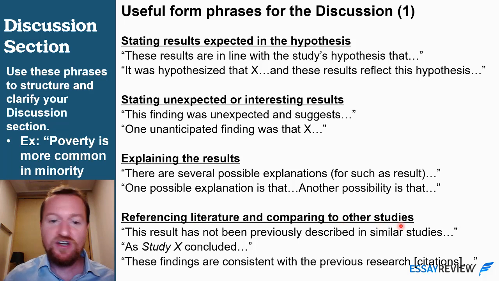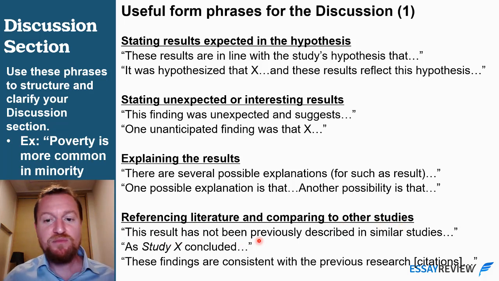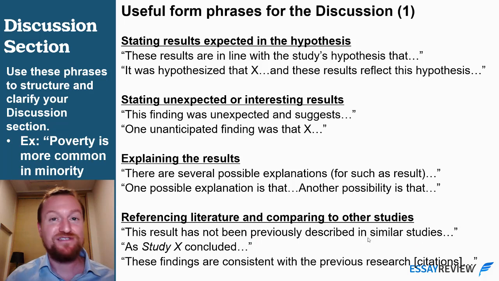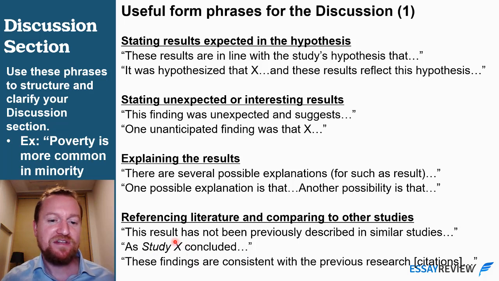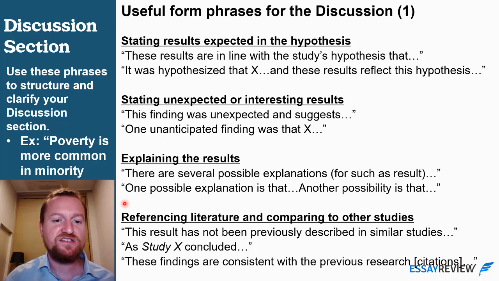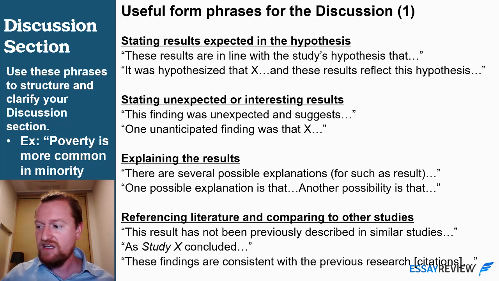Referencing literature and comparing to other studies: this result has not been previously described in similar studies. That sounds familiar. That sounds like the introduction. As study X concluded, citation might be needed; these findings are consistent with the previous research. And then give a citation. So you can see here that, especially in social sciences, less so in humanities, introducing new literature that compares and contrasts and supports or contradicts your study is useful in the discussion as well as the introduction.